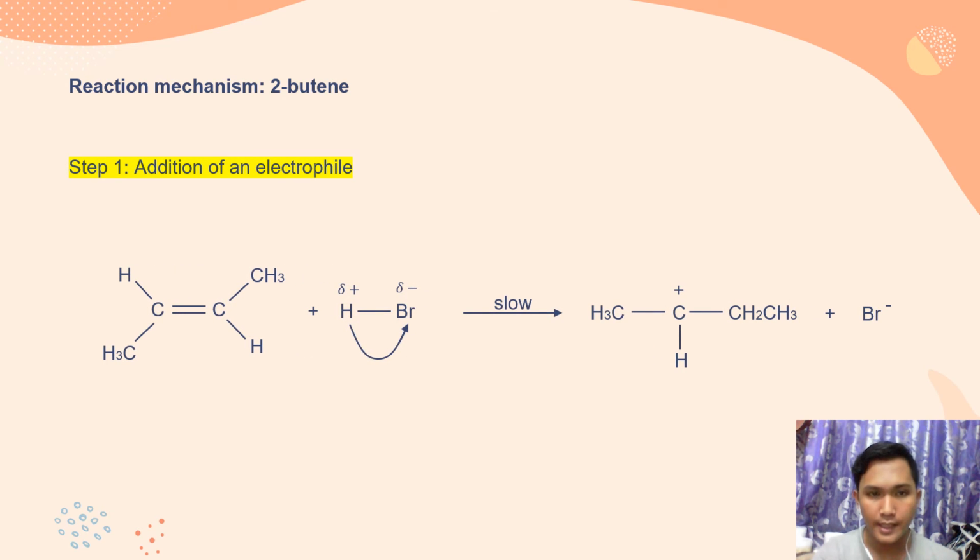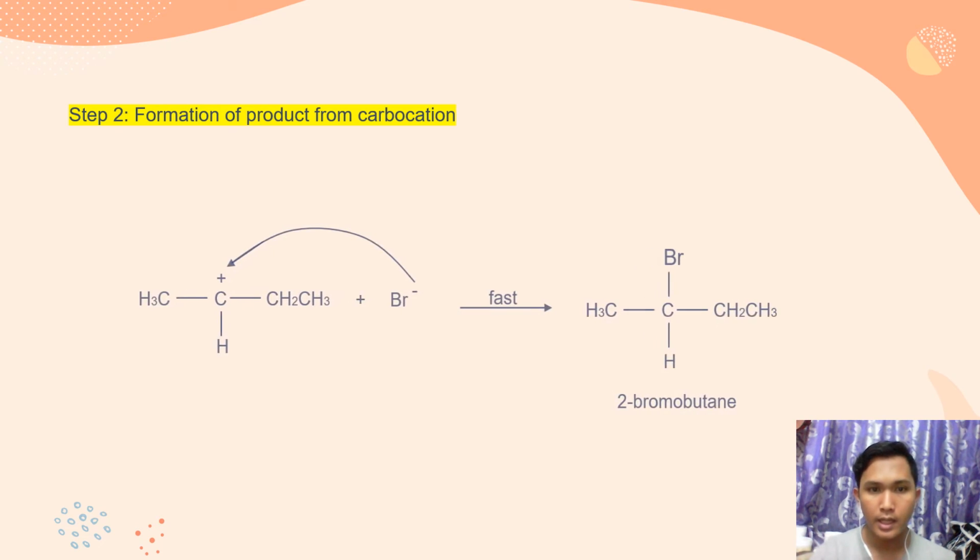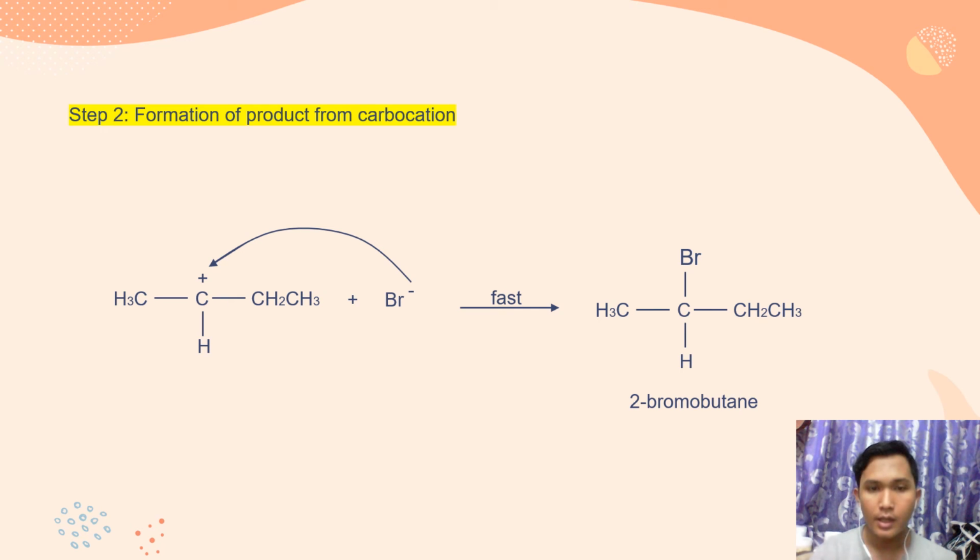The reaction is 2-butene reacts with hydrogen bromide in a slow reaction to produce a butyl carbocation plus bromide. Next, the second step is formation of product from the carbocation. The carbocation reacts with bromide in a fast reaction that will produce 2-bromobutane.